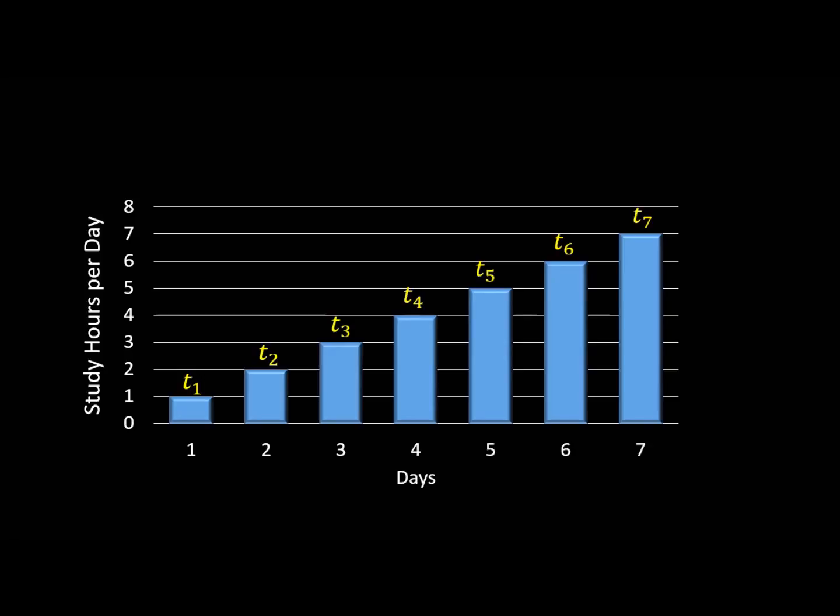T stands for term, and the suffix stands for the number of the term. So the fourth term, for example, would be T4. And in general, the nth term we would denote by Tn, T suffix n.